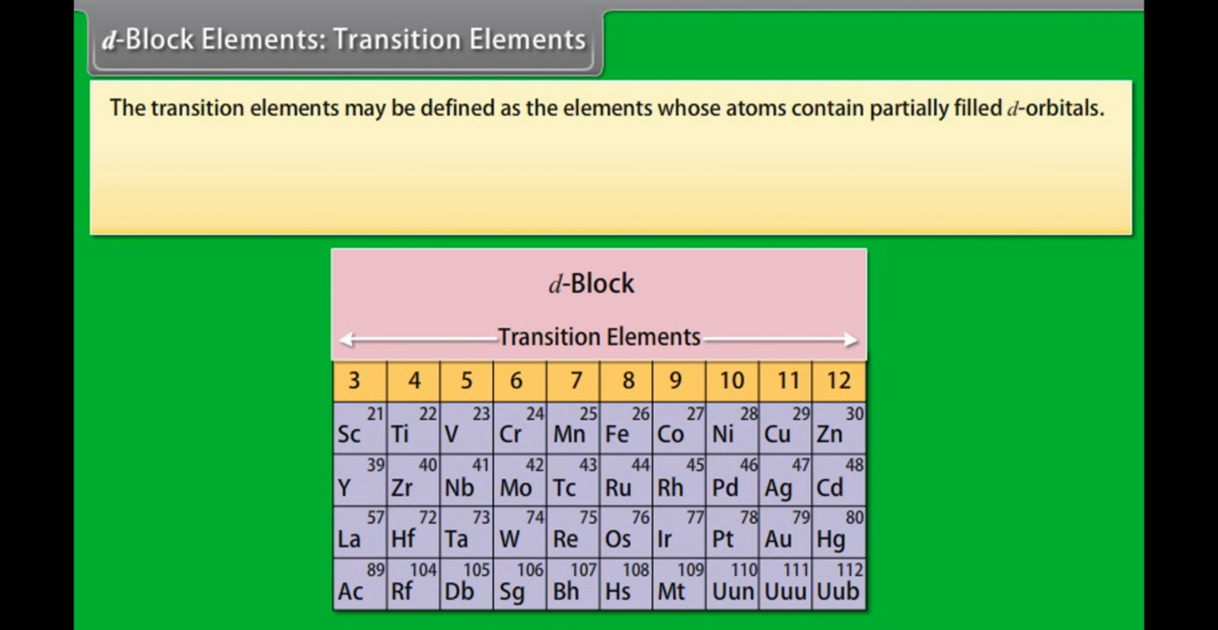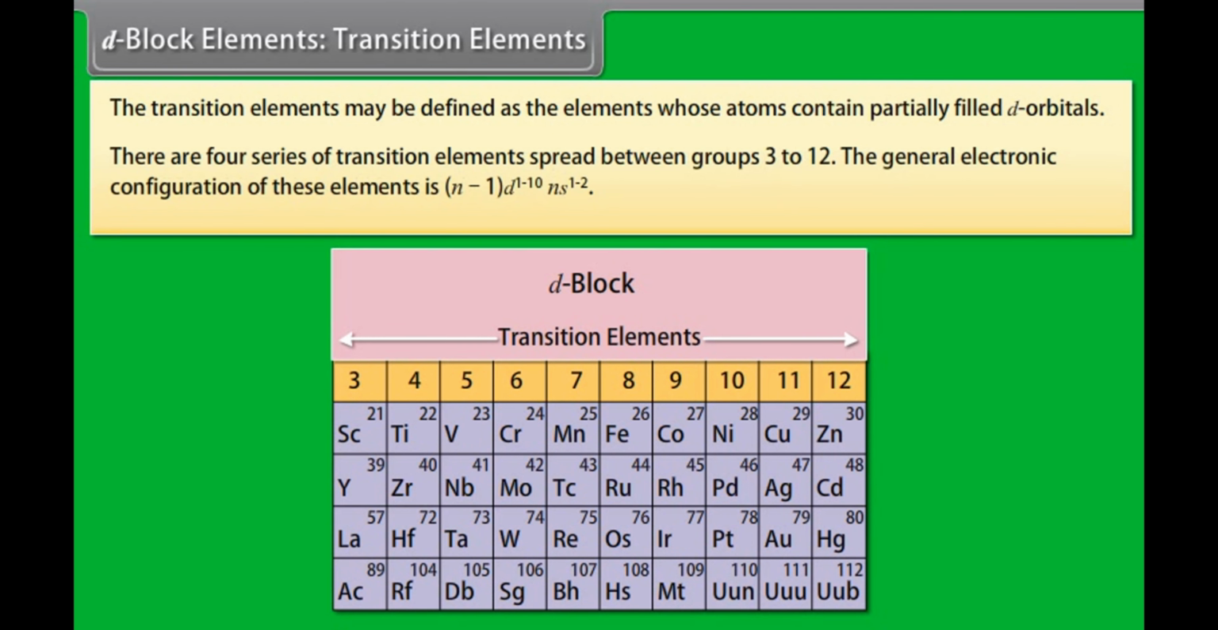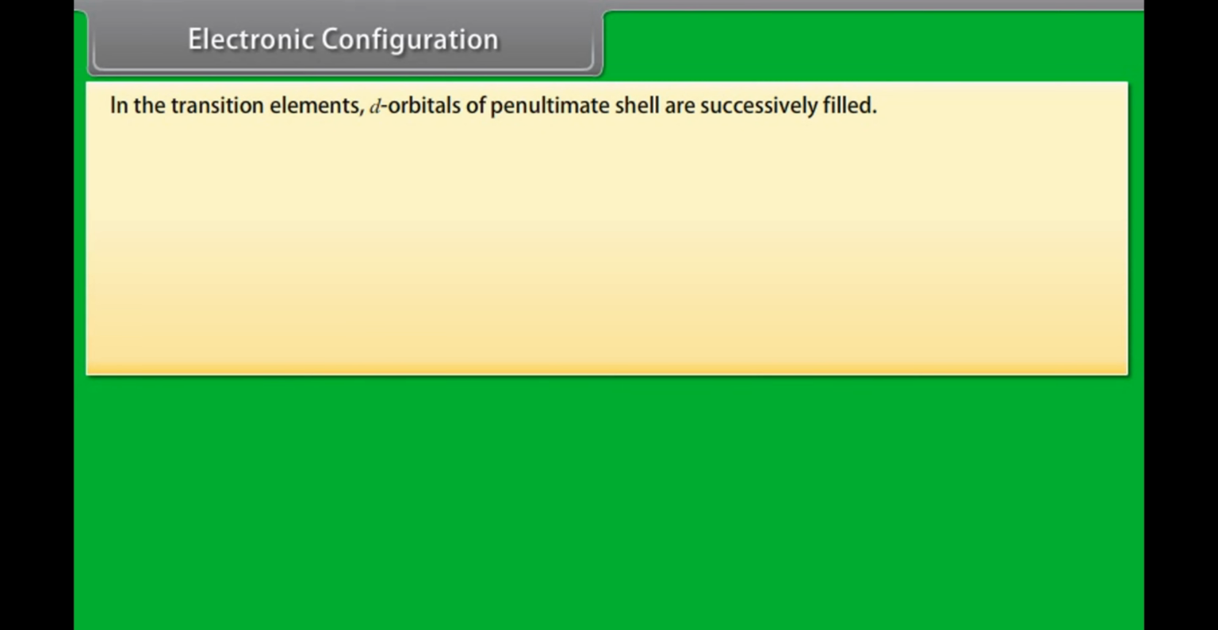The transition elements may be defined as the elements whose atoms contain partially filled d orbitals. There are 4 series of transition elements spread between groups 3 to 12. The general electronic configuration of these elements is (n-1)d1 to 10 ns1 to 2. Electronic configuration. In the transition elements, d orbitals of the penultimate shell are successively filled.